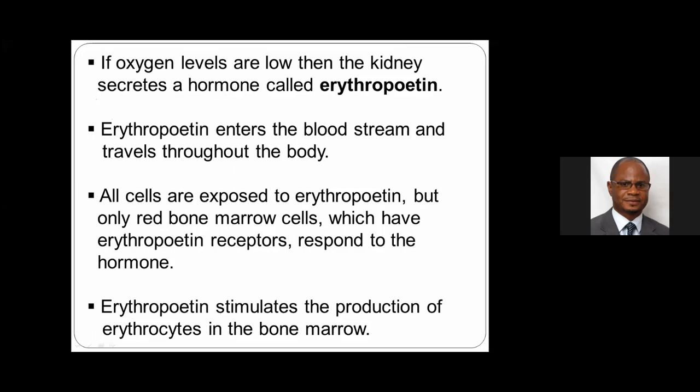All cells will be exposed to it. But guess what? They don't have the receptor for erythropoietin if they are not going to be red cells. So only red bone marrow cells, the erythroblast, the young erythroblast called burst forming unit erythroid. The very, very young red cells, they have receptors for erythropoietin. So they will pick up the erythropoietin and then they will respond to it. The erythropoietin will stimulate the production of these erythrocytes in the bone marrow.